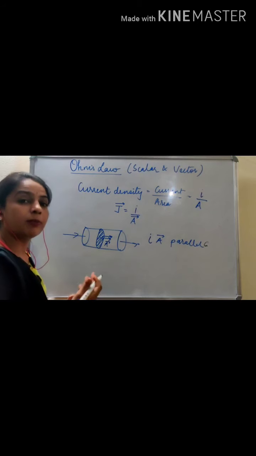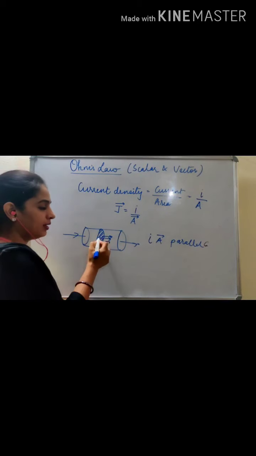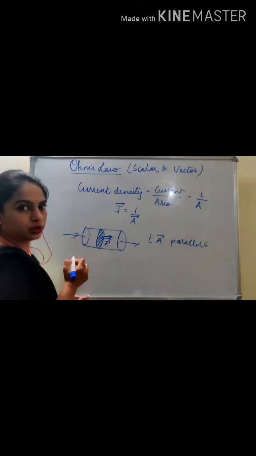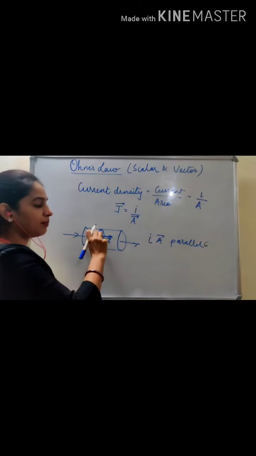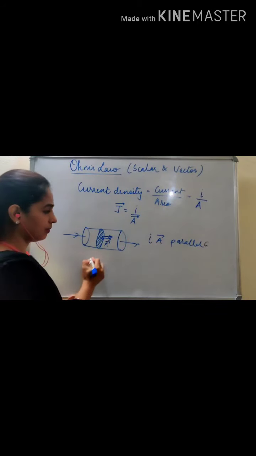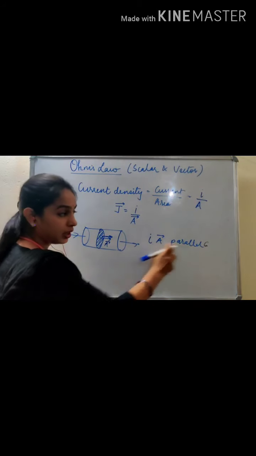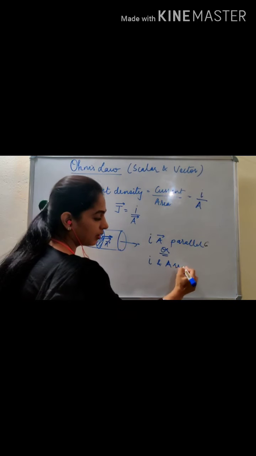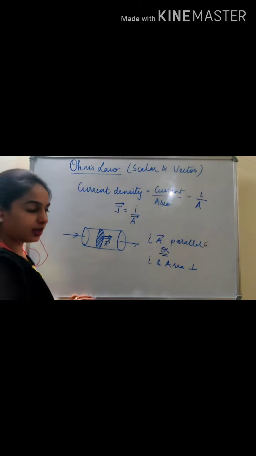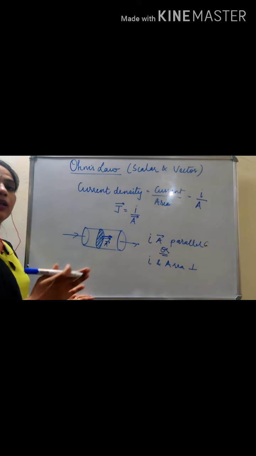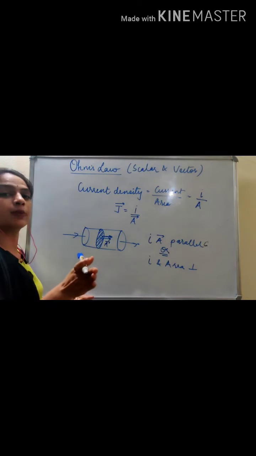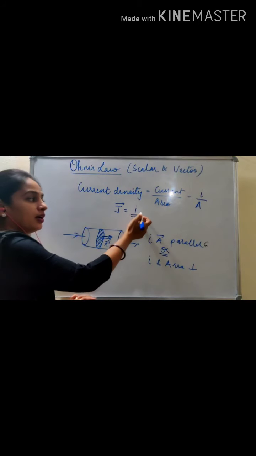The area vector will be perpendicular to the area, and this perpendicular to the area should be parallel to the current flowing through it. That means current and area vector should be parallel, or current and area should be perpendicular. Any cross-sectional area you consider, the current should pass through that area perpendicularly. Then we can find current per unit area. That gives the current density.